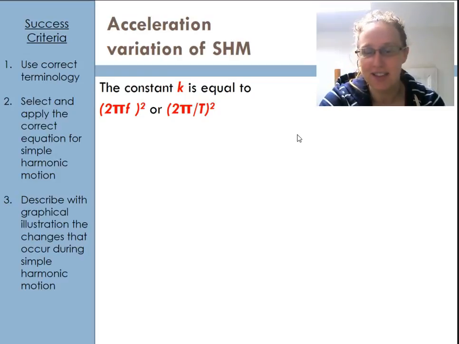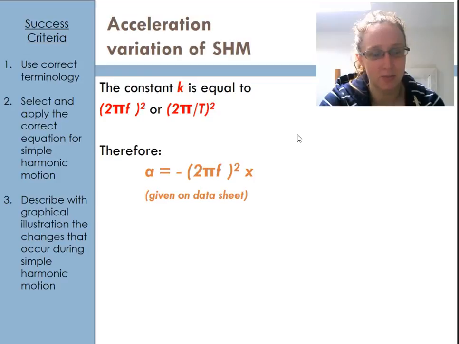So if I take that constant and pop it into a equals minus kx, it gives me a equals minus (2πf)² x, which is the version that's in your data book, or I could have that one there.